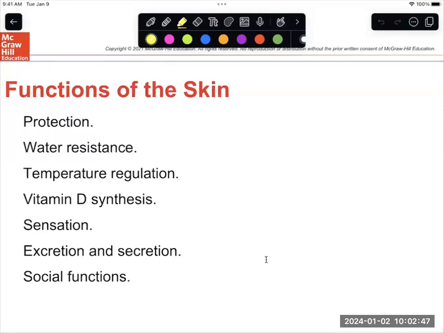Vitamin D synthesis. Yes. In 15 to 30 minutes of direct sunlight a day, your skin can make vitamin D. Vitamin D helps to maintain your bone growth and strength, and it's used for maintenance for other areas of the body.